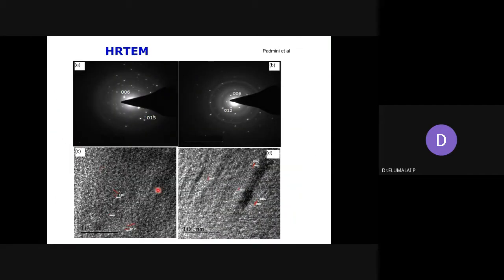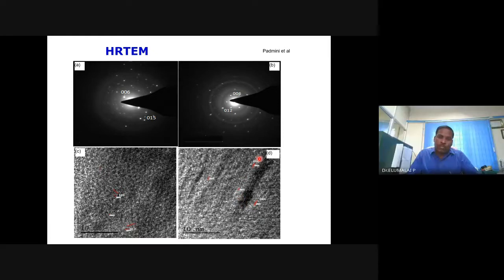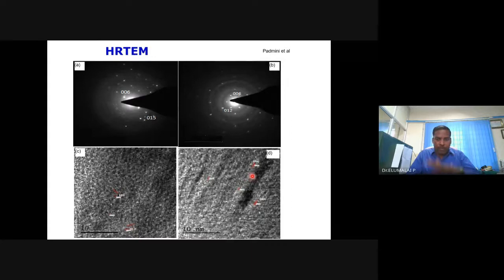This is what I told you. 006, you remember now? 111 plane, 012 plane. You can quantify these distances. These planes that you get from X-ray diffraction, you can get from TEM or electron microscope. 006 is a carbon material. Both are complementary. These are the lattice fringes, the planes, Bragg planes, you can know.